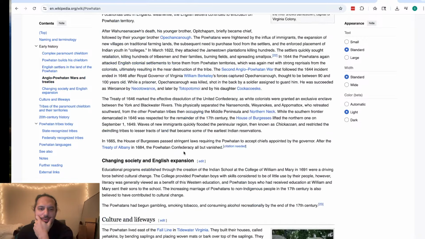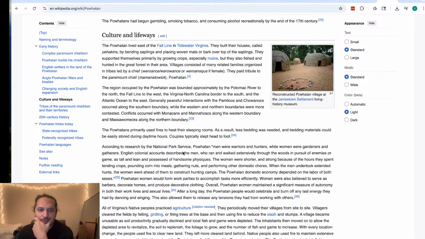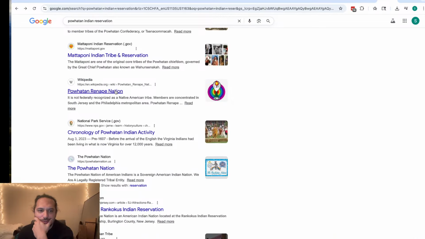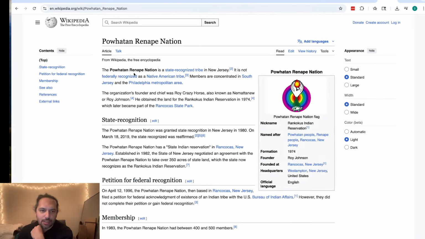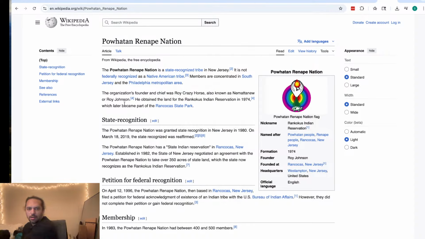I don't understand what's up with the Powhatan reservation and oh, here we go. Powhatan Lenape Nation is a state-recognized tribe in New Jersey. It is not federally recognized as a Native American tribe. Members are concentrated in South Jersey and the Philadelphia metropolitan area. I mean, I've definitely heard of this. Here's Abe, by the way. Abe's back.